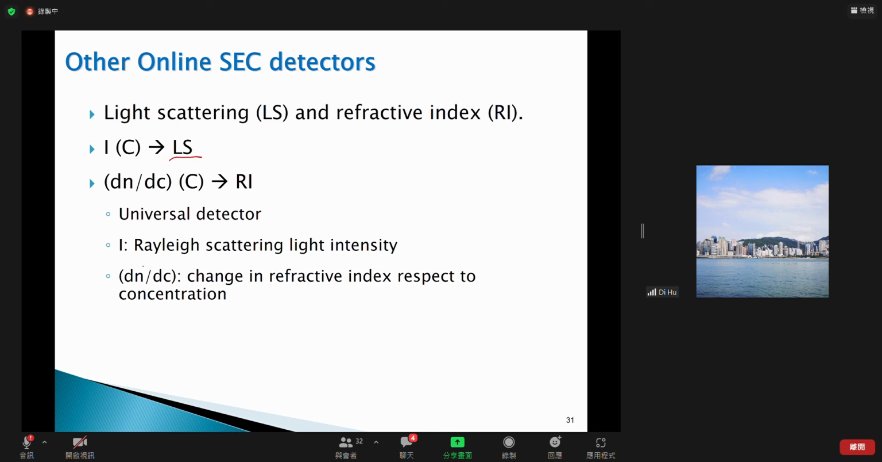Light scattering is Rayleigh scattering, and the light intensity is proportional to its concentration. For the refractive index, the change in the refractive index is related to the concentration of the analyte in the sample solution as well.